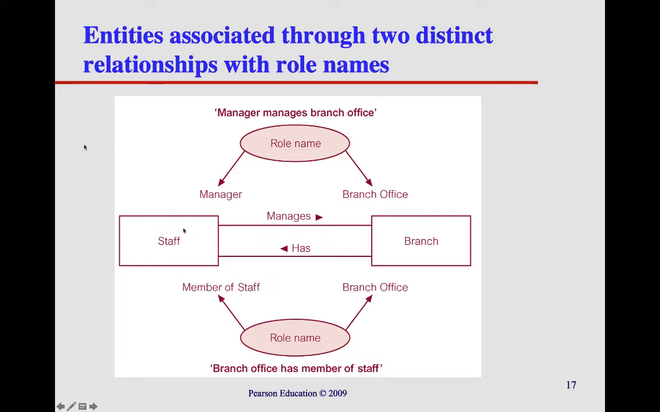So the branch has a foreign key for staff, so the relation is directed toward branch because branch is the holder of the foreign key. And then in this direction, branch has staff because staff has a branch number in it. Questions about that?